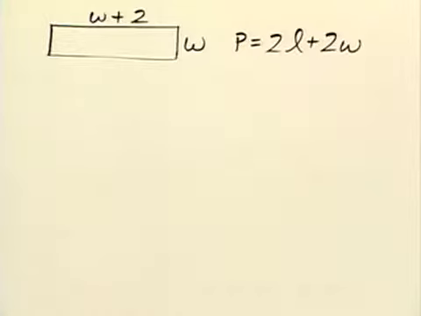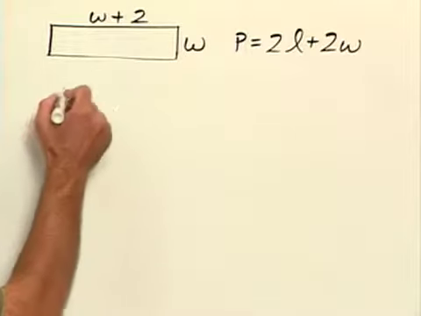This is a geometry problem where we have a rectangle and we're talking about the perimeter of a rectangle. So I wrote on the board the perimeter formula for a rectangle, which is P equals 2L plus 2W. I also drew a picture of a rectangle where I put the width at W and the length at W plus 2, because the length is 2 feet longer than the width. Now remember, Rick only has 20 feet of lumber to work with. That means the perimeter of the rectangle has to be 20 feet.